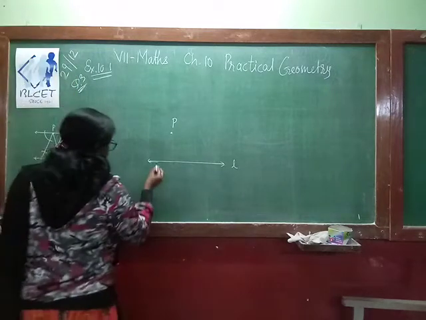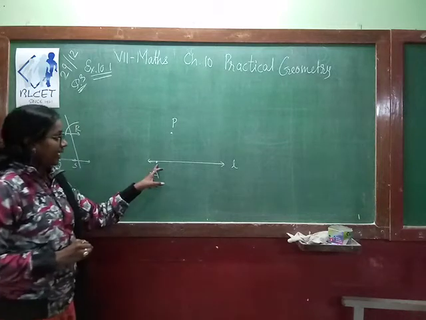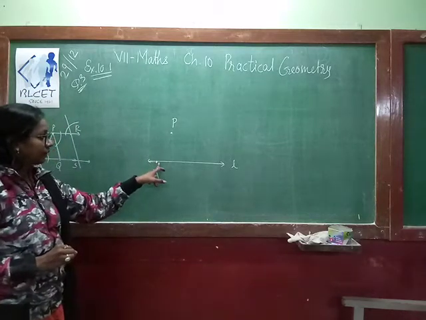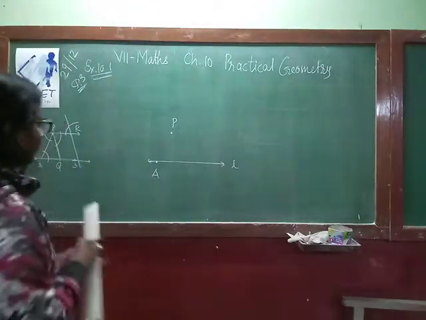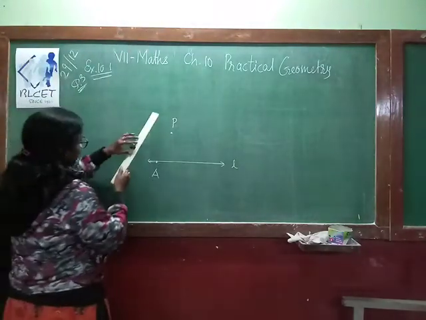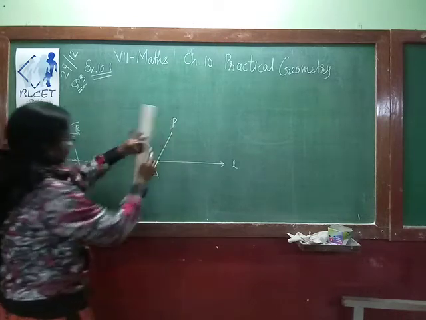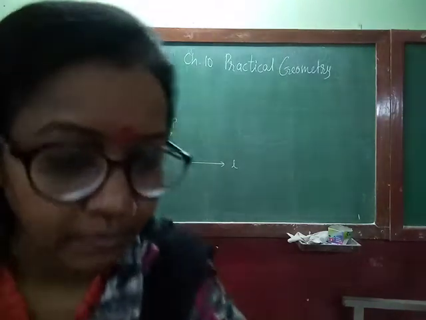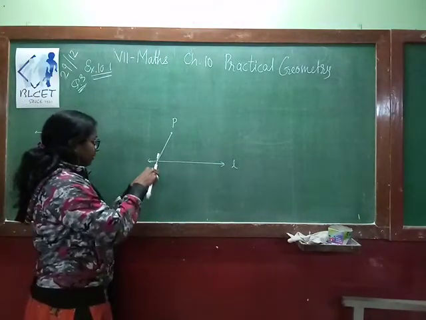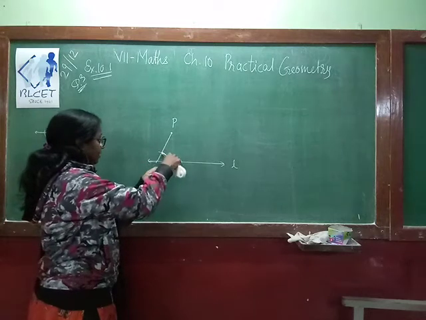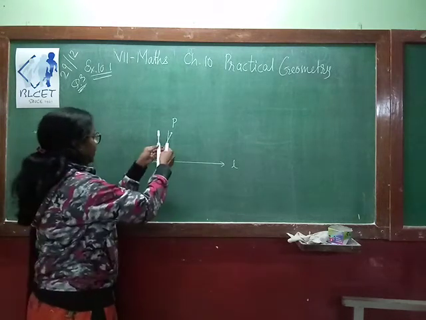You have to take one point A on L. Here you will draw the angle. For that what you have to do? Join the PA. Now draw an arc over here, as I taught you how to do this. Do not change this measurement and draw an arc over here.